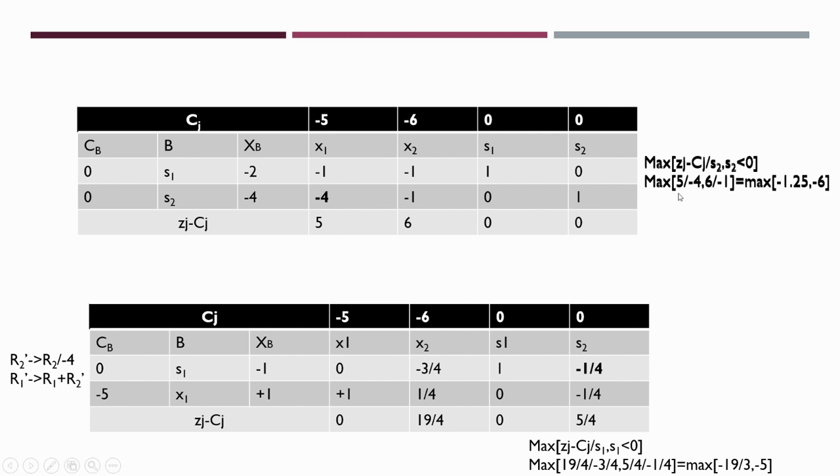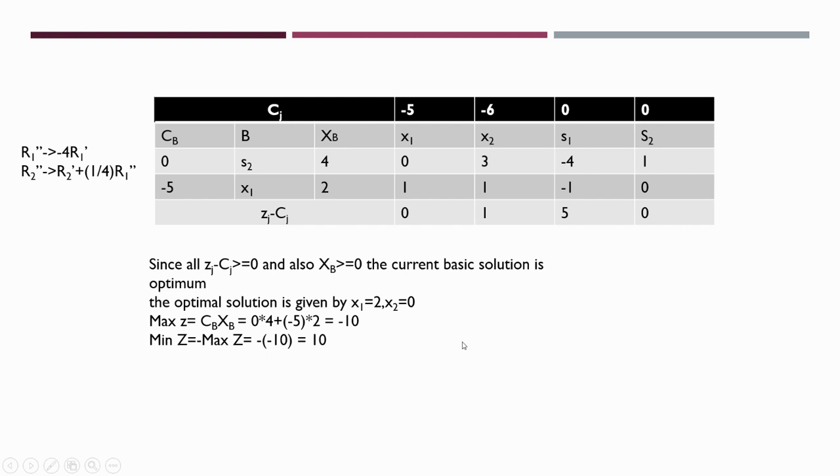We will take the maximum, and we get a maximum of minus 1.25 and minus 6. This is minus 1.25. We get a pivot element of minus 4, and we make some row operations to make it 1 and 0, performing iterations, and our last iteration would be this.